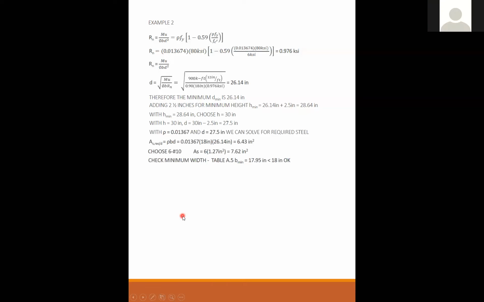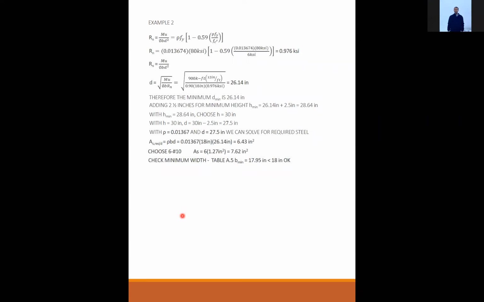Professor, did you use number 3 or number 4 for table 8.5, since we don't know what the ties are? The ties aren't given in this problem. Good question. With number 10 bars, I could use a number 3. I don't remember. Let me check. Okay, table 8.5, I did use a number 3. Yes, 6 number 10s is 17.95 with the number 3. With a number 4, I would have needed 18.7. So there you go, I used number 3s.